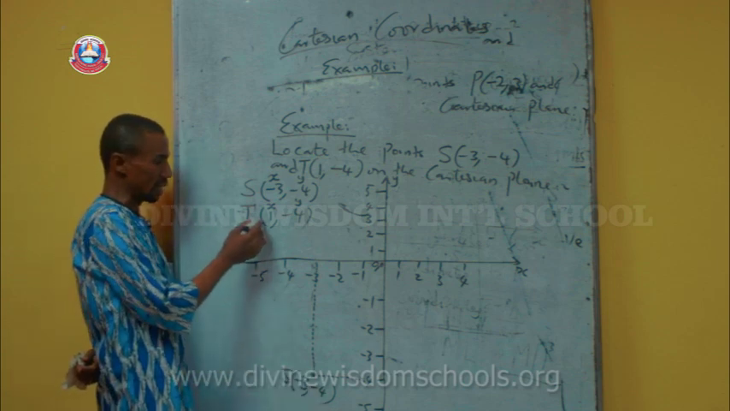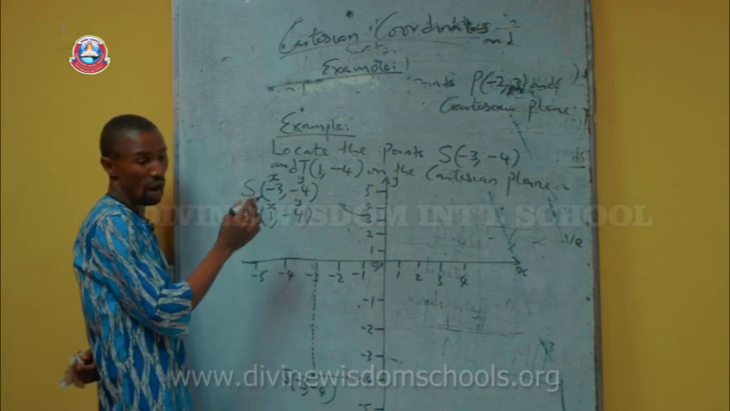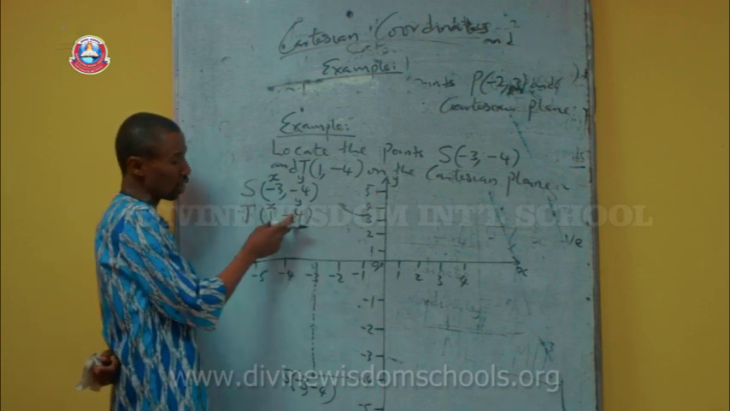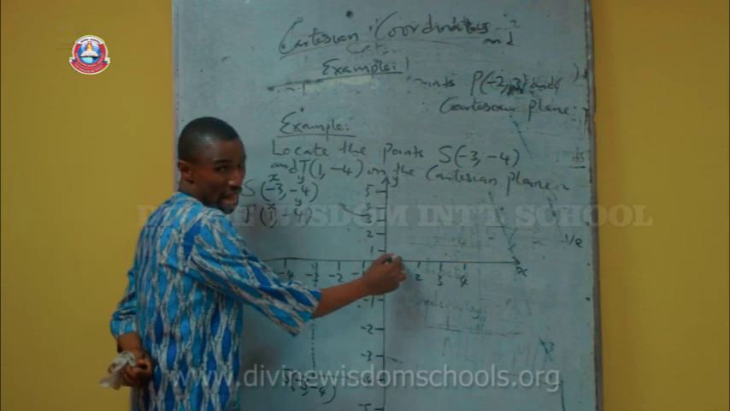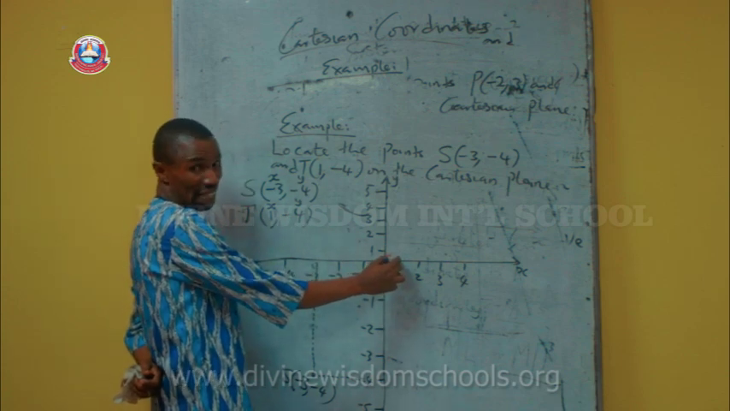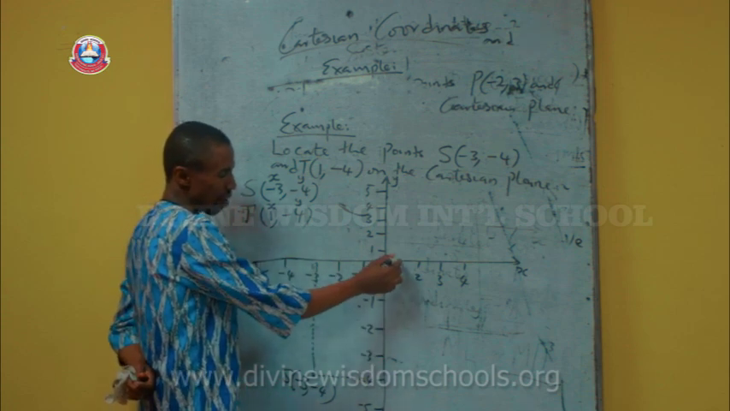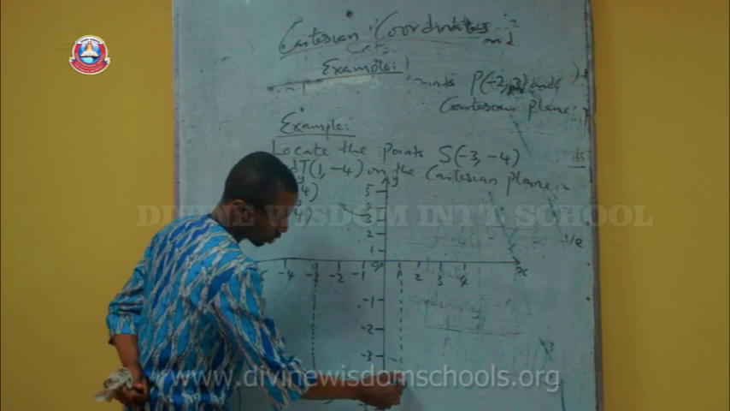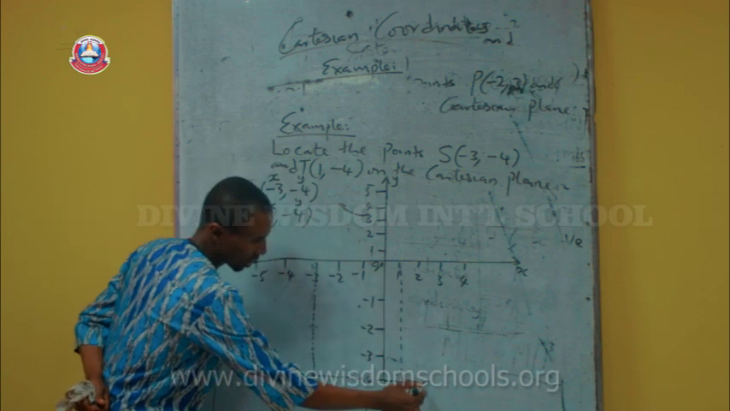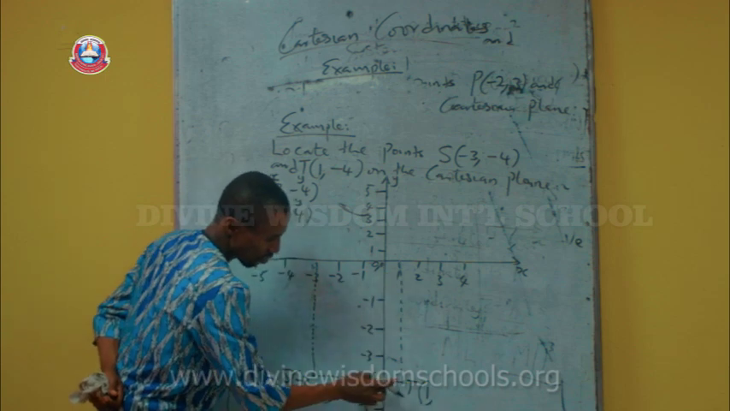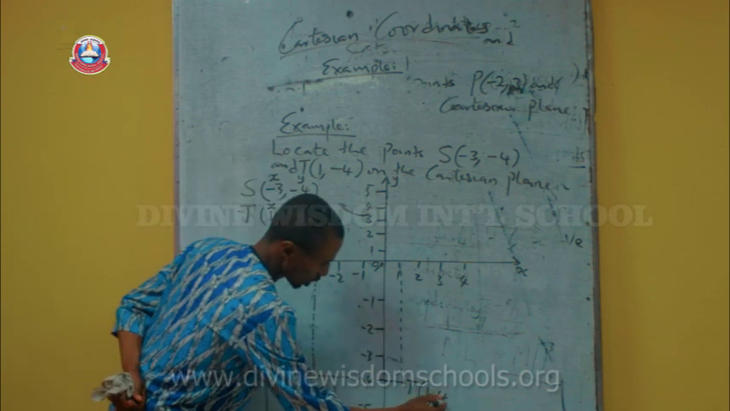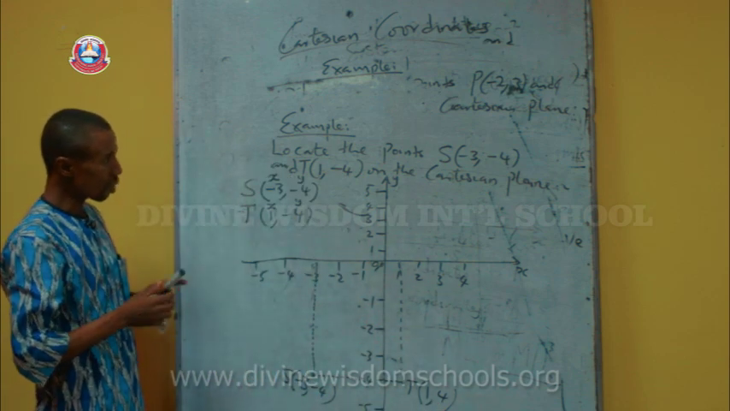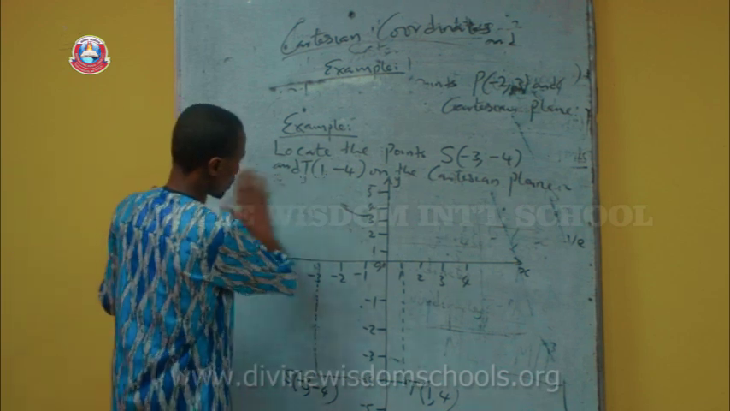Then the next one is T. We have 1, which is positive for the x-axis, and minus 4 for the y-axis. This is 1 of x. So I'm going to trace it down to the negative of y. So I have come down, down, down, down here. Then I join the two lines together. So we have T. Now 1 is x-axis. Then we have minus 4. So we put minus 4 here. So we have been able to locate these two points on the Cartesian coordinates. Now let's go to the three coordinate system.